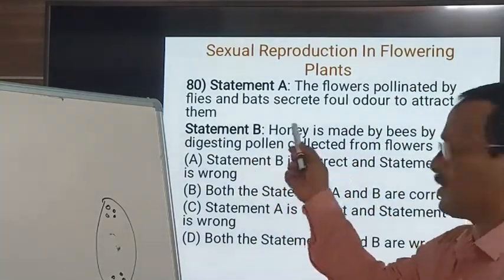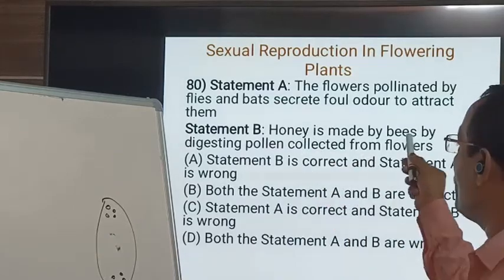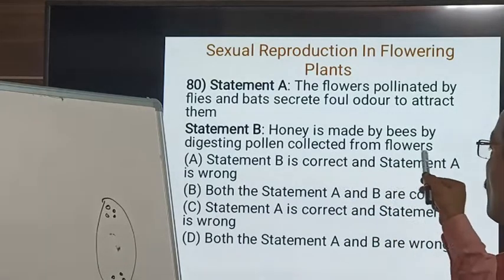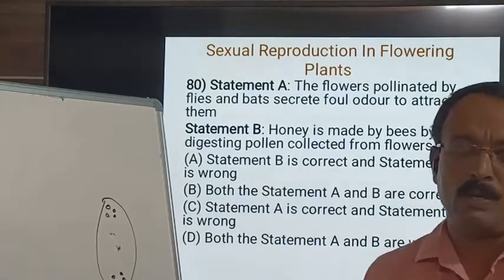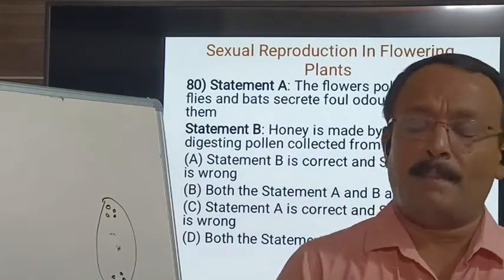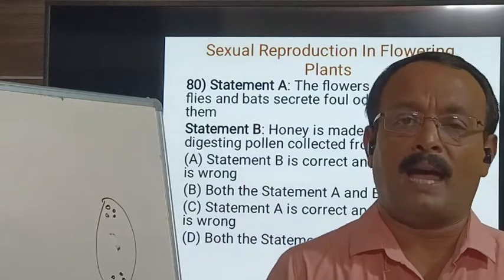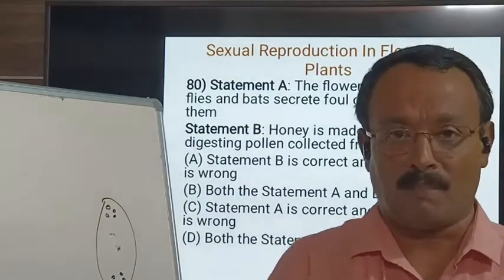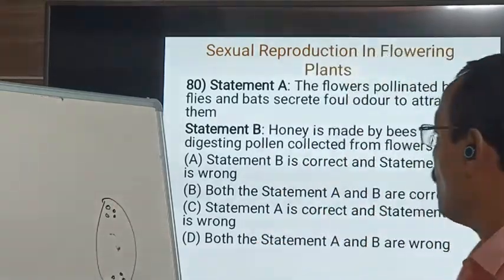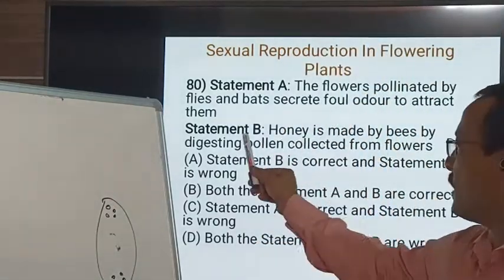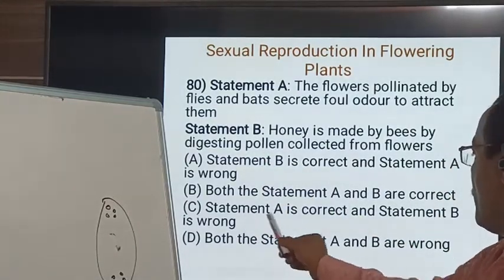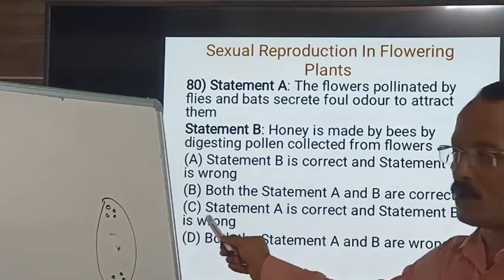Statement B states that honey is made by bees by digesting the pollen collected from the flowers. No. Honeybees suck the nectar and break down that carbohydrate by the enzymes present in the honey stomach into monosaccharides, which are sweet to taste. So that's how it happens. So statement A is correct and statement B is the wrong statement. So here the option is statement A is correct and statement B is wrong. C is the option.